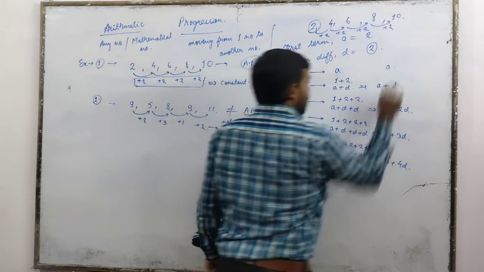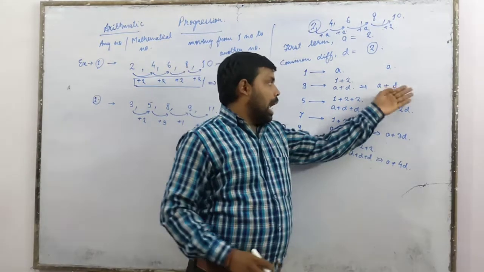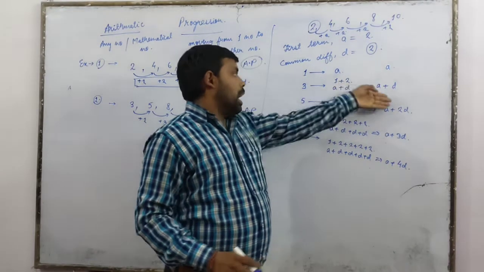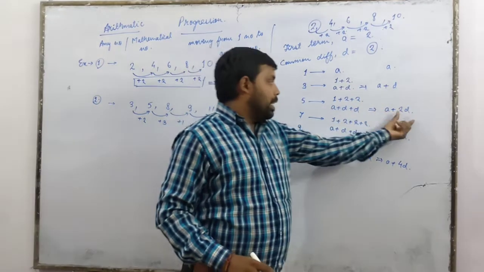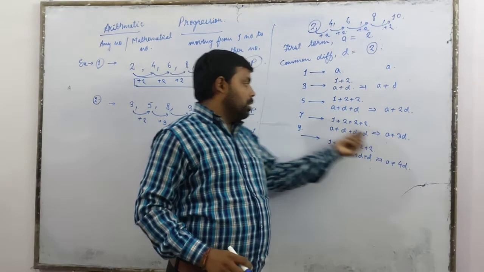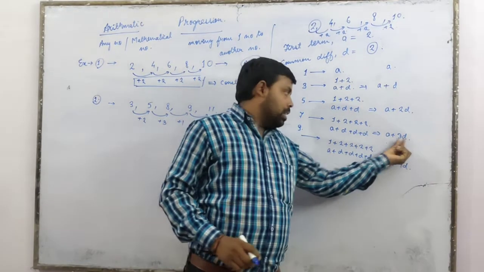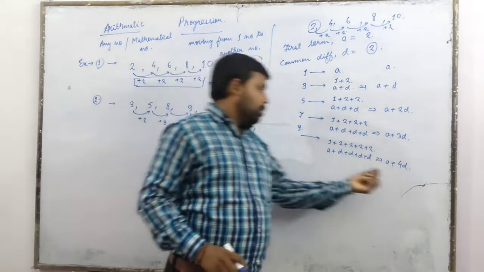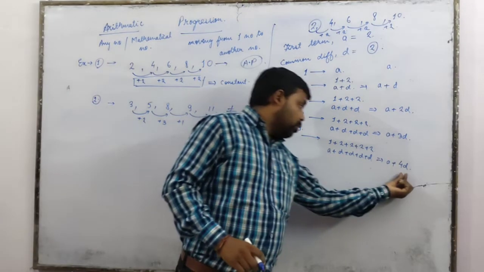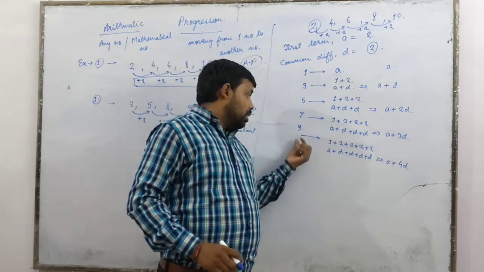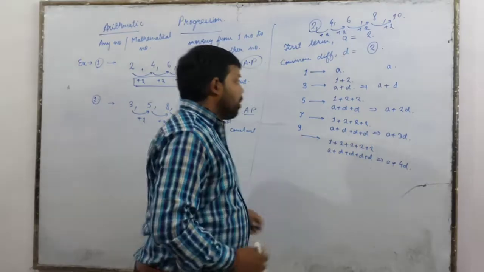So we started with A and we went on adding D: once to get the second number, twice to get the third number, thrice to the first number to get the fourth number, and 4 times D to get the last number, that is 9.